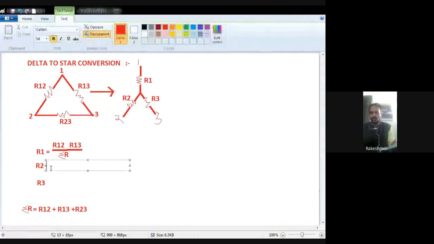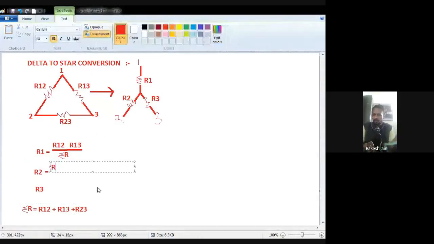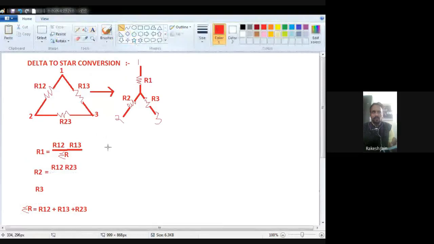Now the second one is the R2 resistance. When you want to determine R2, just see the question in which delta you wish to convert, how many resistances are related with the subscript 2, in which R12 consists of 2 and R23 consists of 2, the digit 2 as a subscript, divided by the same summation of R.